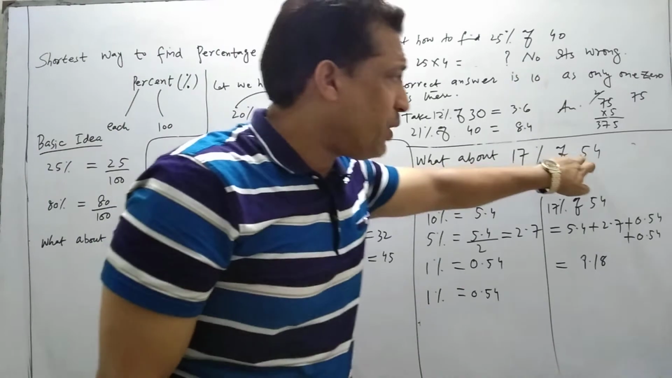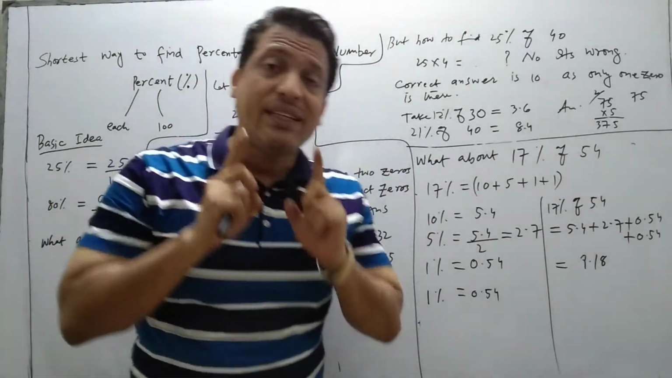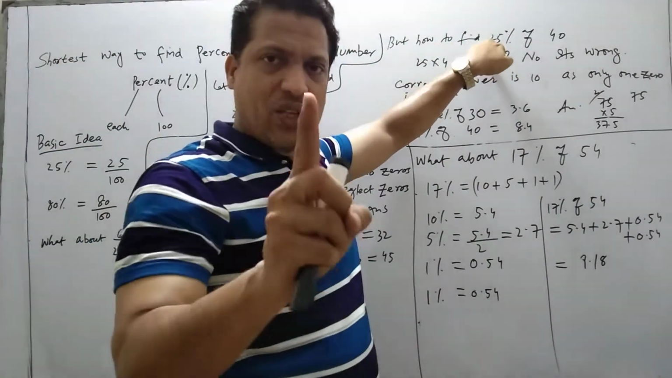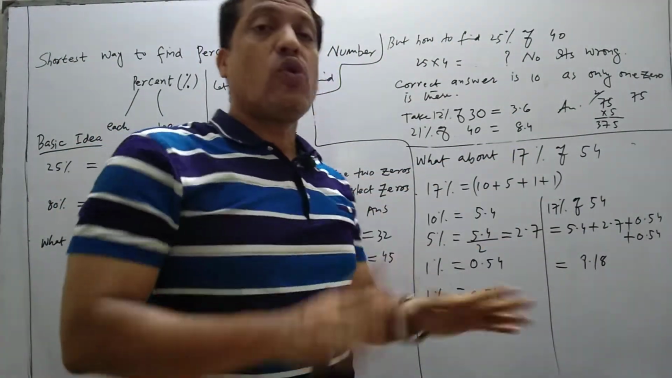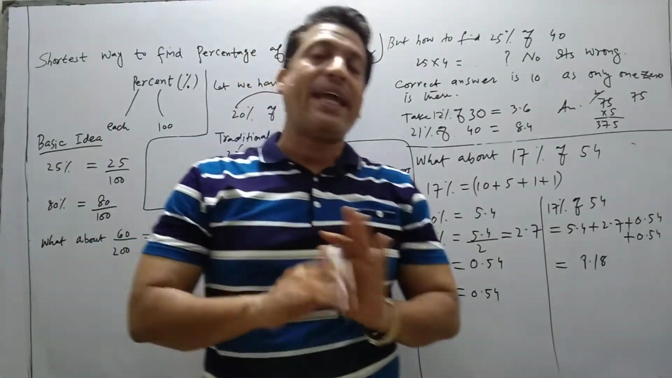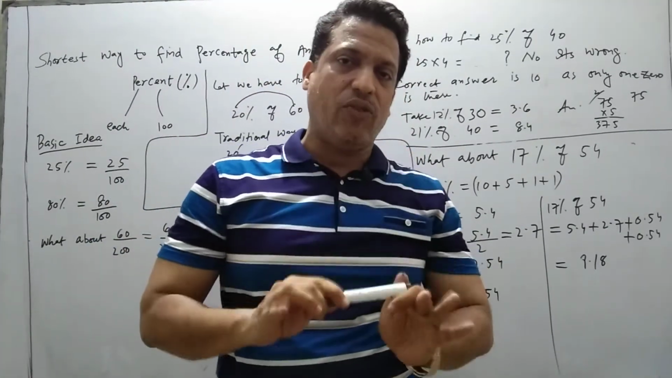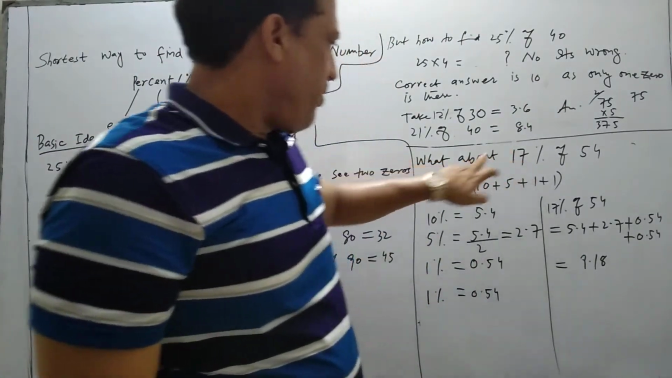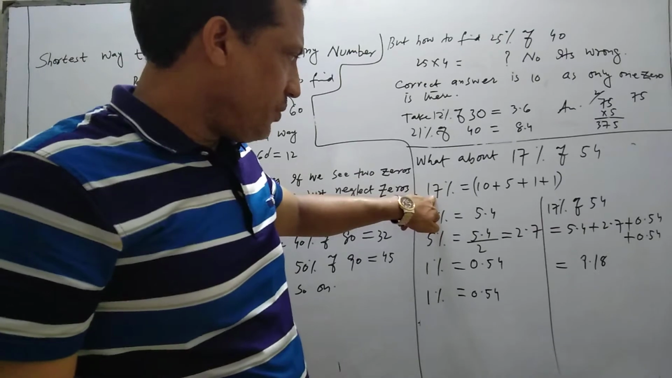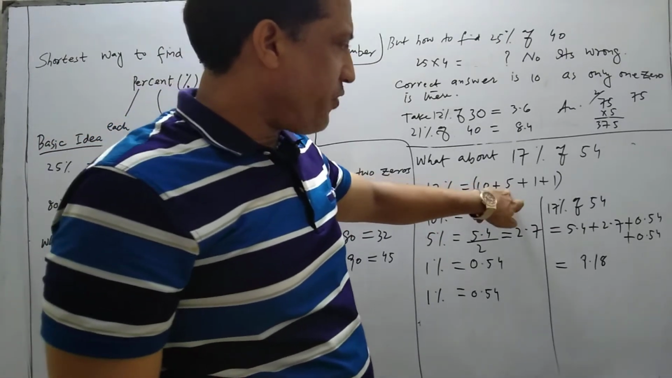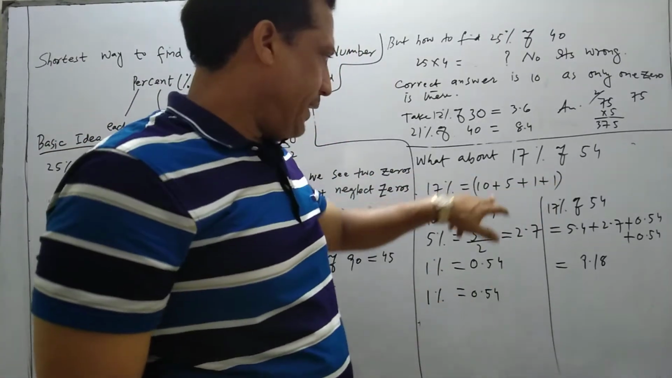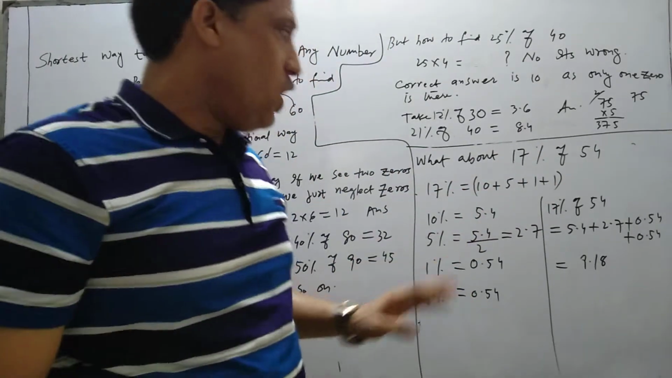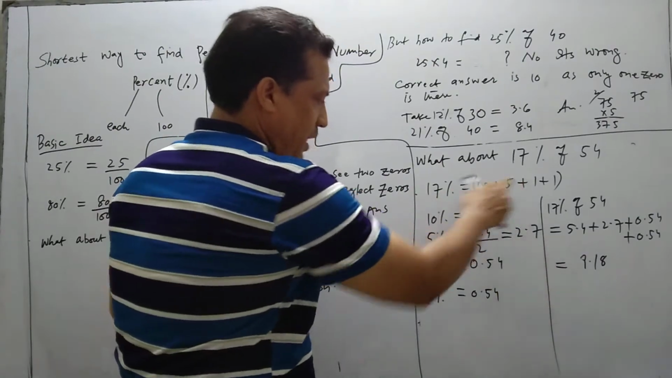What about 17% of 54? This is the third case, because in this case 20 exists, in this case 10 exists, and in this case no 0 exists. But don't take any tension. You cannot use a calculator, and there is no need for one. How? First we can write 17% in this form: 10 plus 5 plus 1 plus 1. 10 plus 5 is 15, 15 plus 1 is 16, 16 plus 1 is 17.